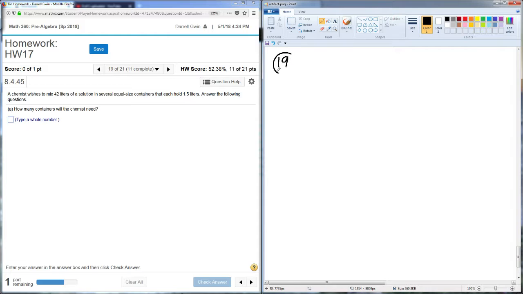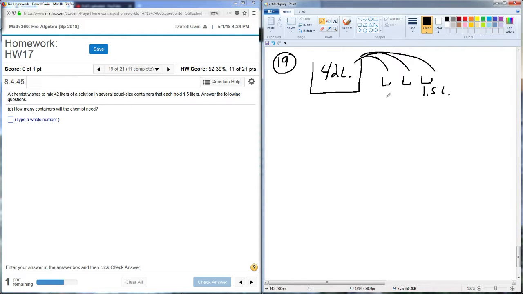Number 19 is a big one. A chemist wishes to mix 42 liters of a solution and pour the mixed solution into several equal size containers. We're going to pour this into several 1.5 liter containers. Basically, we're dividing 42 by all these 1.5s. How many of these little 1.5s are we going to have?